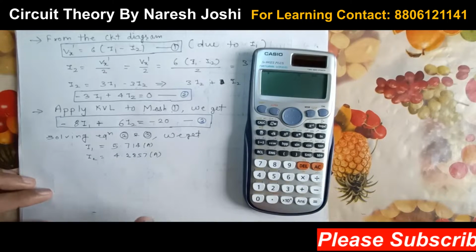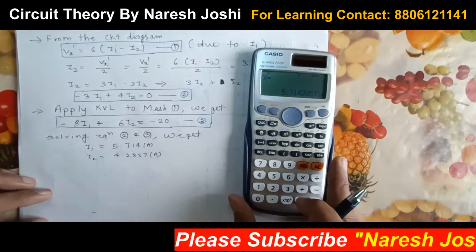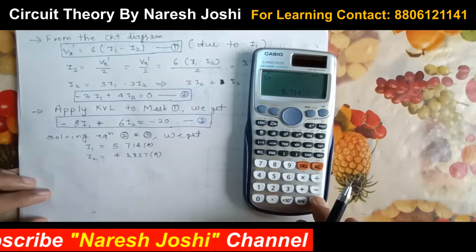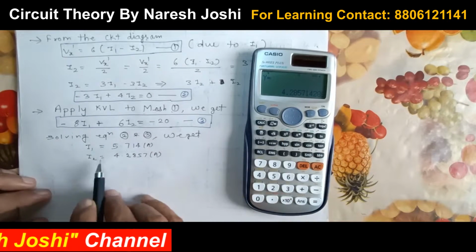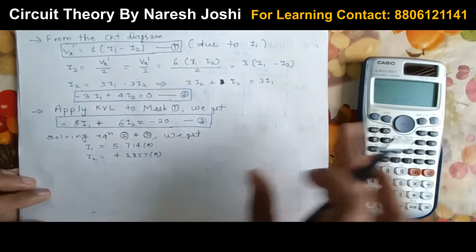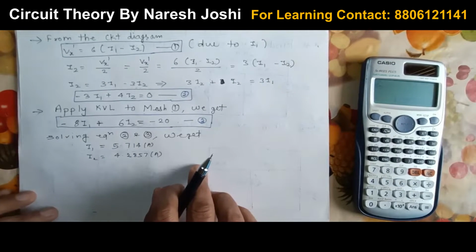And then you have to check it. What is the answer? This is the first, I1. So you can see I1 equals 5.714, and the second answer is 4.2857. I have already calculated this previously, so I have directly written it here. Now what do you have to find out?